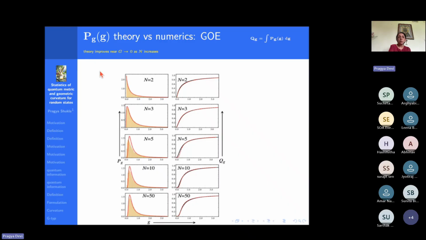distribution of quantum metric trace for 2 by 2 Hamiltonian, 3 by 3 Hamiltonian, 5 by 5, 10 by 10, 50 by 50. And here the red curve is the theory. And as you can see, theory agrees very well with the numerics for small n. But as you go to large n, the theory starts deviating. Because I did not have time to give you my theory, but the theory was dependent on some approximations, and those approximations are not so good when you are considering very large n. This is, of course, just the cumulative effect of the same thing, of the distributions.